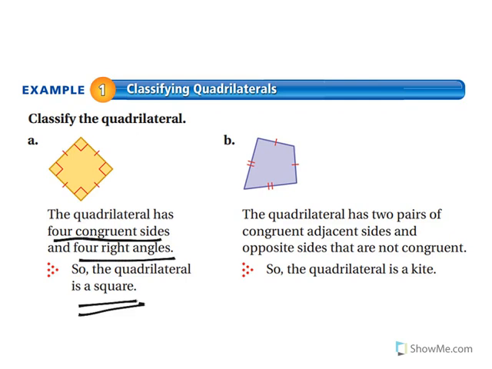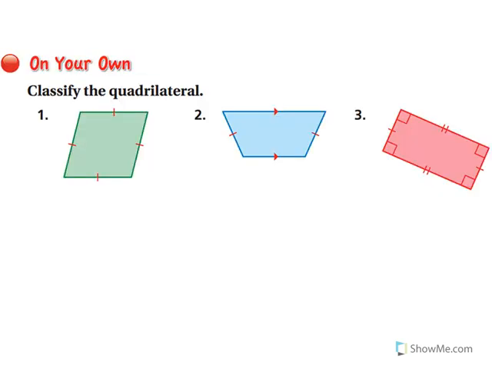Now our next one, the two adjacent sides are going to be congruent with each other, and there you can see there are no parallel sides, so therefore this must be a kite. Again, it has two pairs of congruent adjacent sides, and opposite sides are not congruent, so again, it is a kite. Take a moment and classify 1, 2, and 3. All you have to do at this time is just to classify it. All right, go ahead.